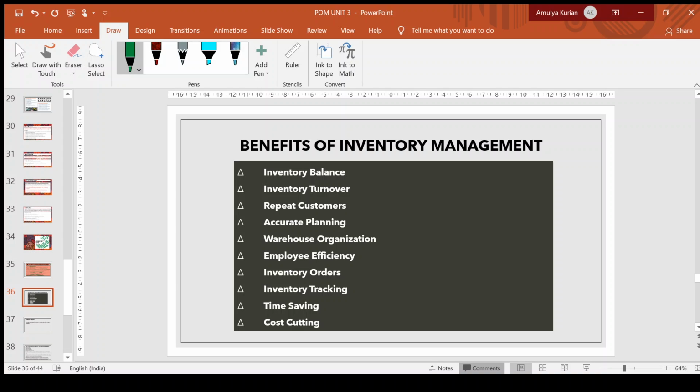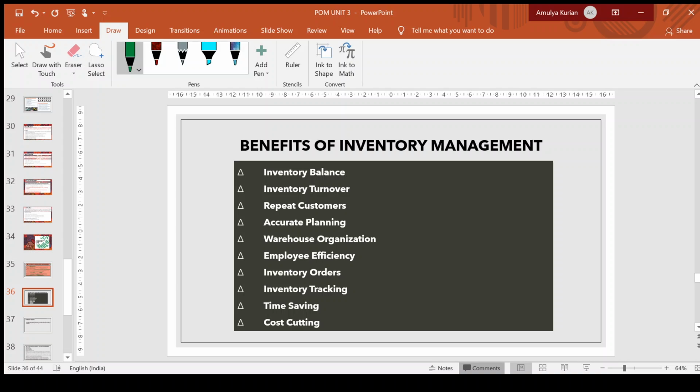Then next one, repeat customer. If you're having a good inventory management system in place, it will help the business owners to cater to your customers much more effectively, because we have enough inventory in the form of finished goods, or if you are having an order from the customer, you are able to cater for that. So this will increase your customer satisfaction, which in turn will help to have the customers come again and buy your products.